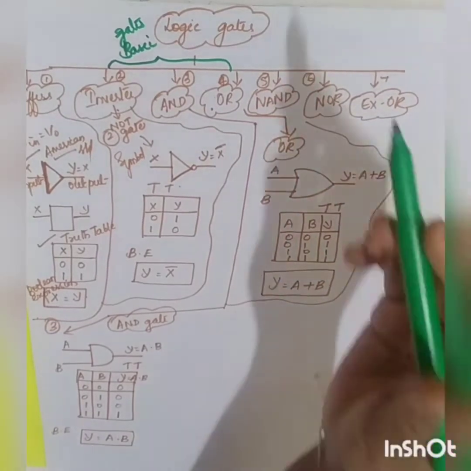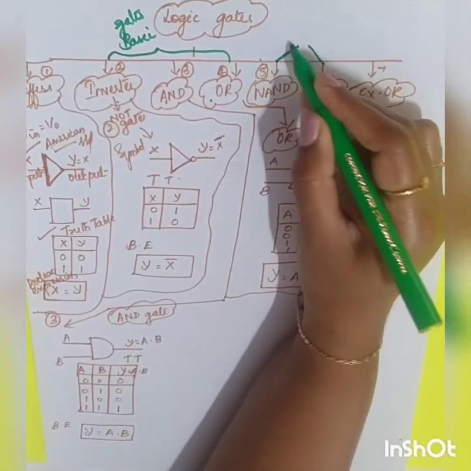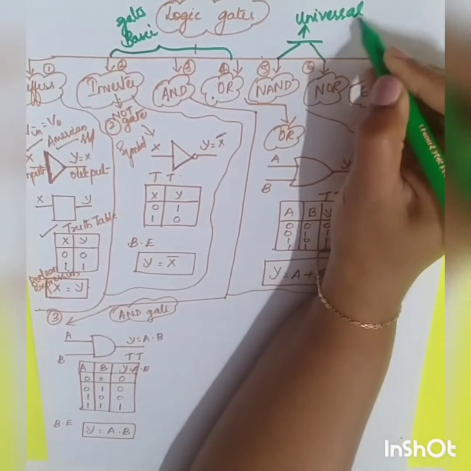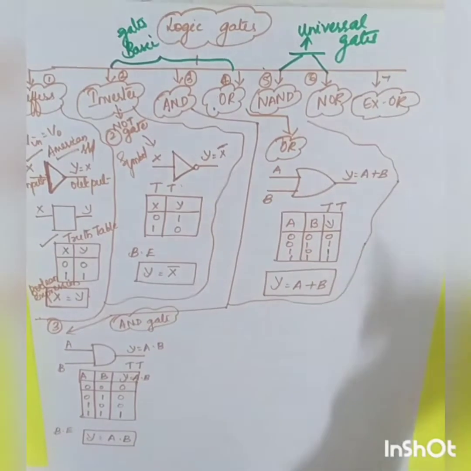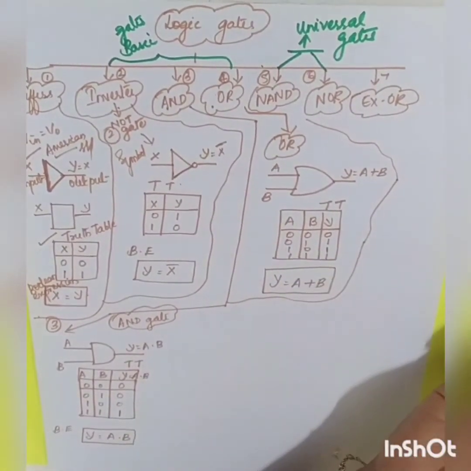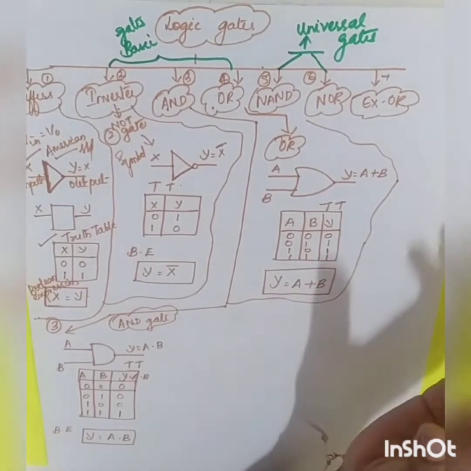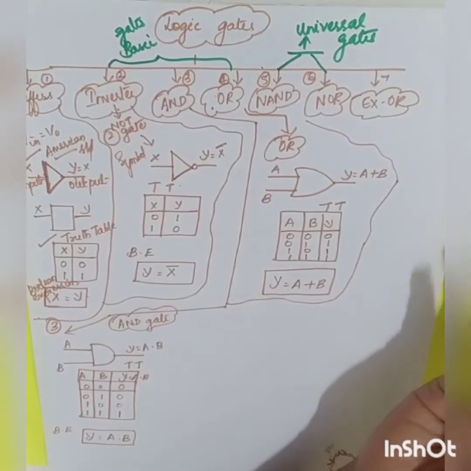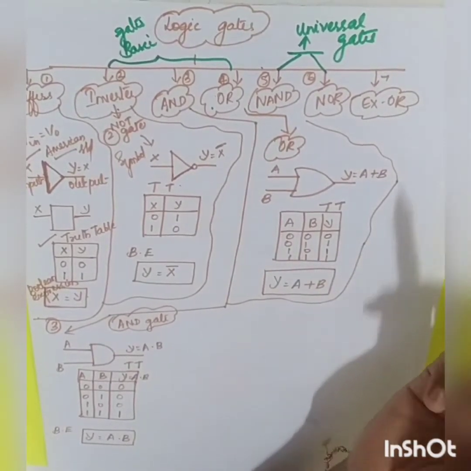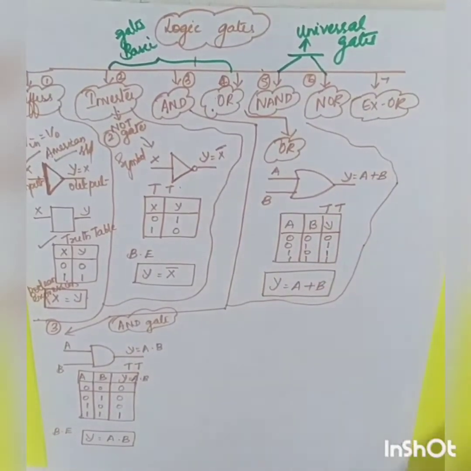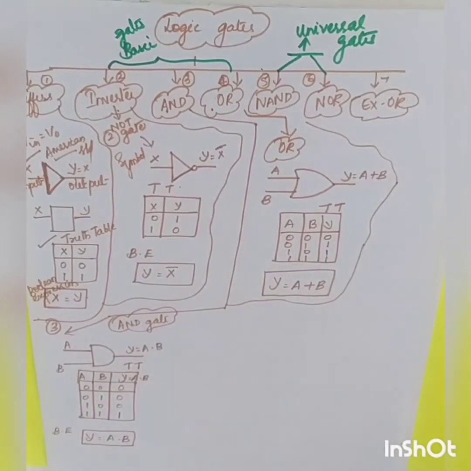The next two gates, NAND and NOR gate, are called by another name: universal gates. The meaning of universal gates is that by using these gates you can derive any other gates. If you can perform any logical operation using one standard gate, then you can perform any operation using NAND and NOR gate. That's why they are called universal gates.